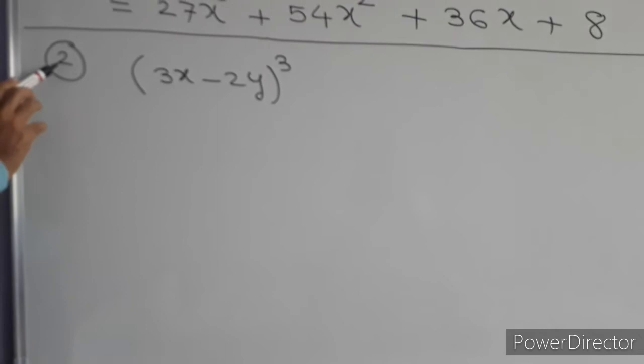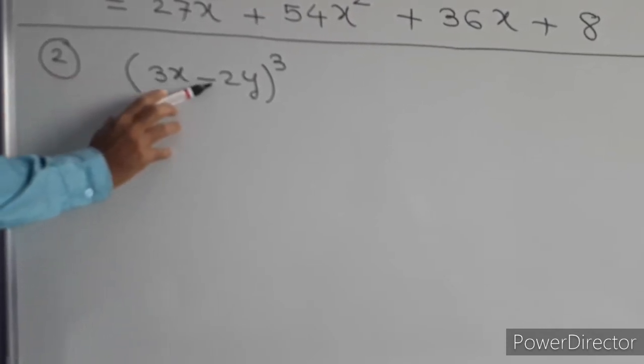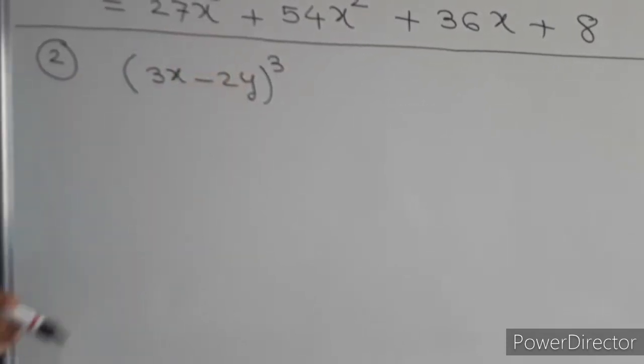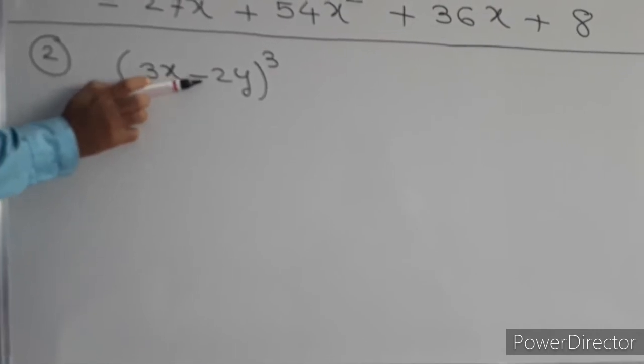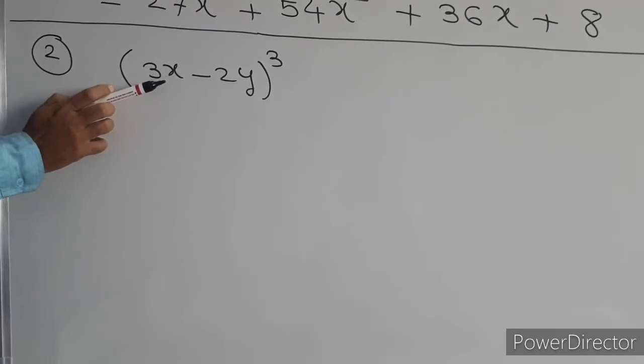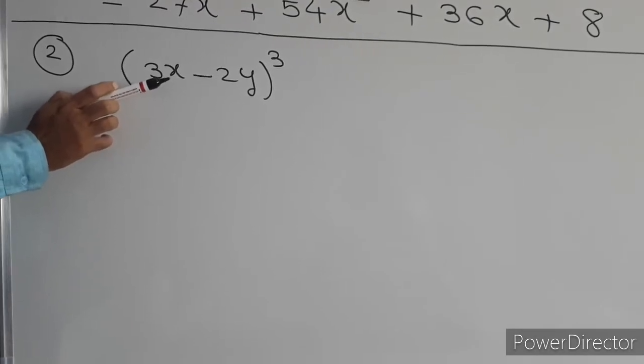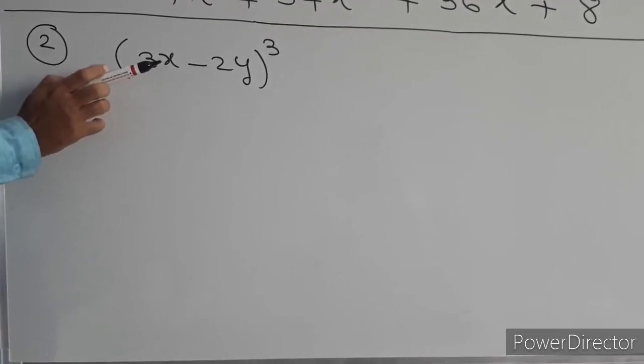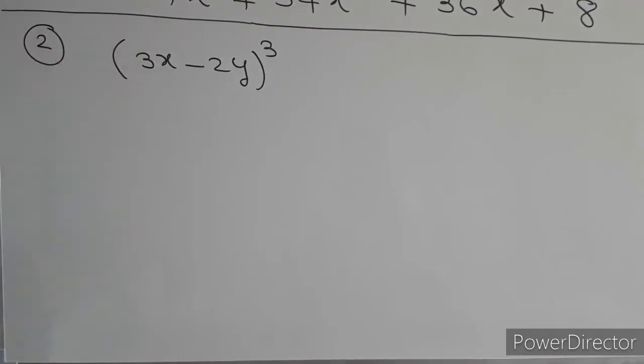Let us go to the second example, (3x minus 2y) bracket cube. So recall the identity here, (a minus b) bracket cube. So the identity is a cube minus 3a square b plus 3ab square minus b cube. So let us use the identity here.